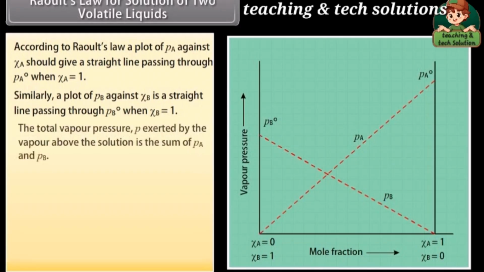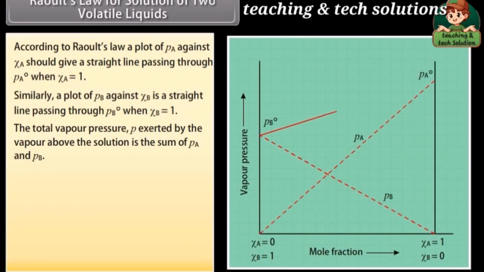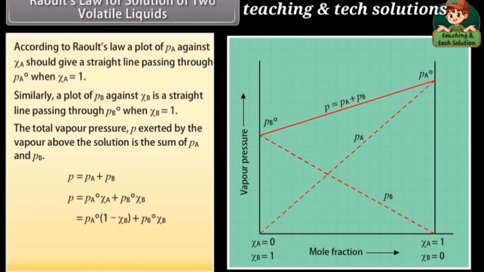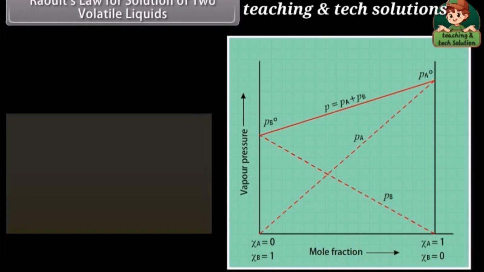The total vapor pressure, P, exerted by the vapor above the solution is the sum of PA and PB. P = PA + PB. By putting XA = 1 − XB, we get the relation P = (P°B − P°A) × XB + P°A.